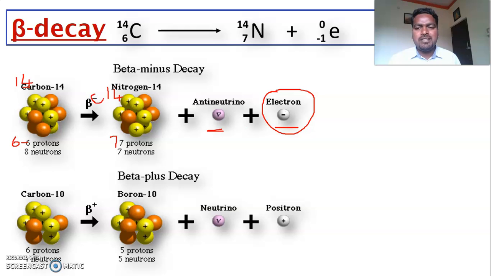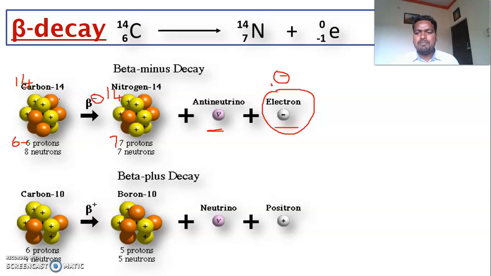It is called beta minus decay because the projectile is having negative charge. You know what is the meaning of projectile? The byproduct of a nuclear reaction is called the projectile. It is having negative charge, that's why it is called beta minus decay. So here the atomic number is increased by 1 unit.